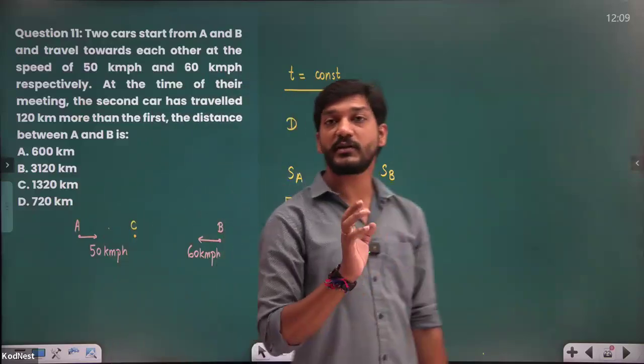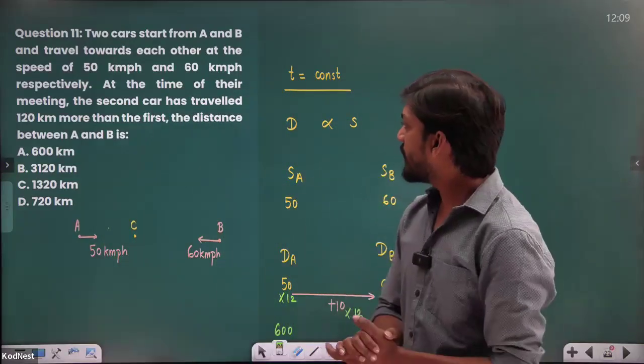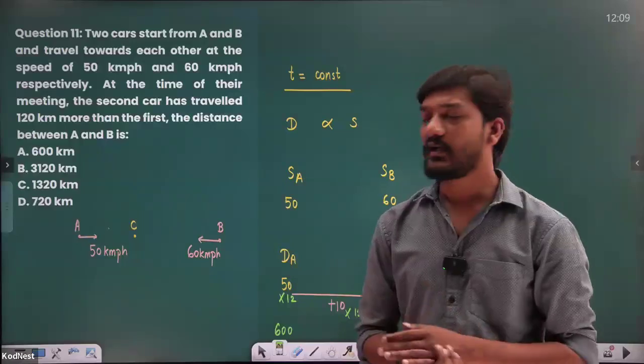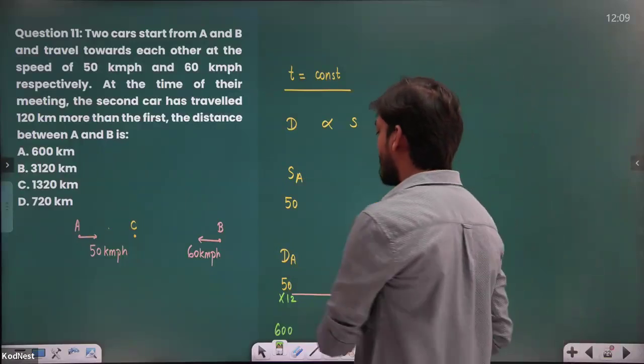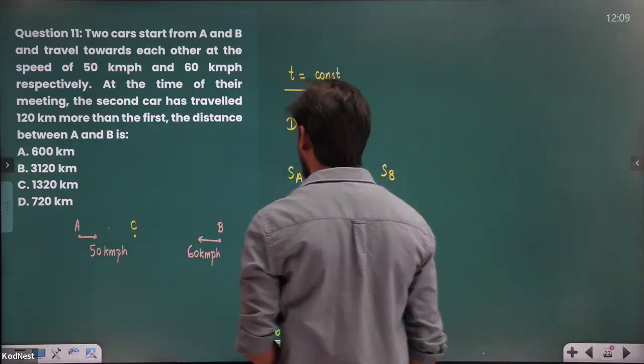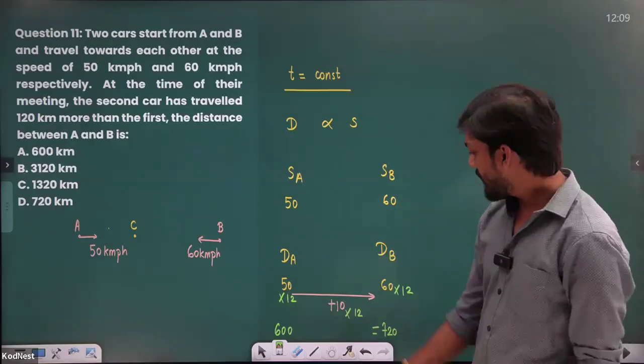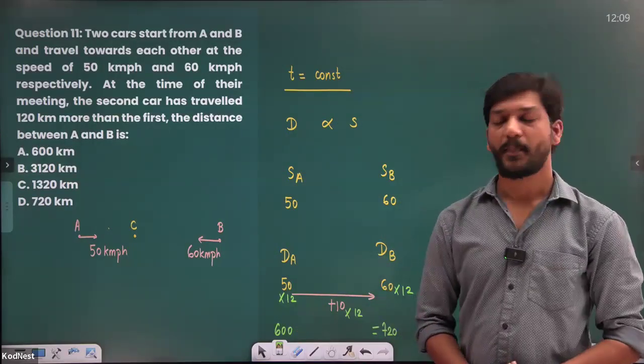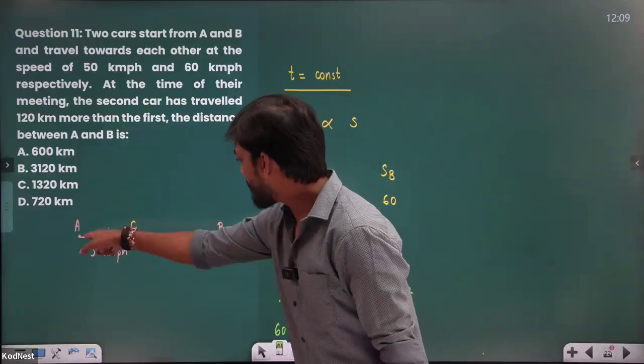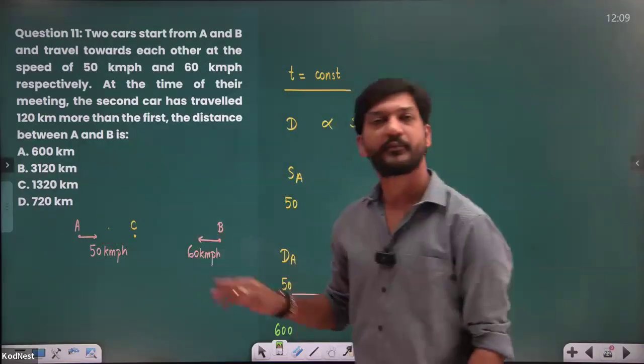Now we have to see what they are asking. So they are asking what is the distance between A and B. This car started from A. This car started from B. Will you say the distance is 600? Please answer. A to B, will you say the distance is 600?